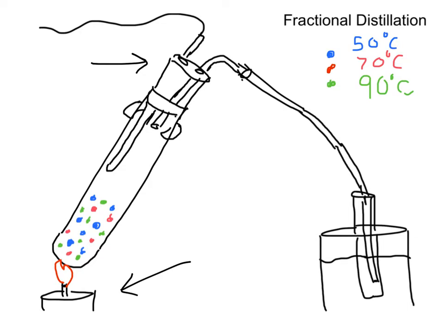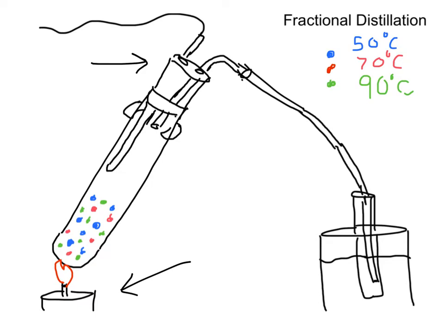And then on the other side you have one of those glass bends that comes through and then is attached to some white tubing. And what happens is, as you heat this up, the blue particles have very little attraction for each other. That's why they boil at such a low temperature. So when the temperature hits 50 degrees, they'll have enough energy that they can actually break apart from the liquid state and turn to a gas.